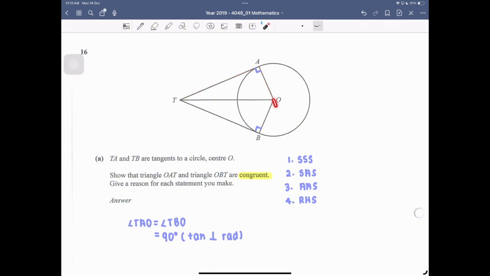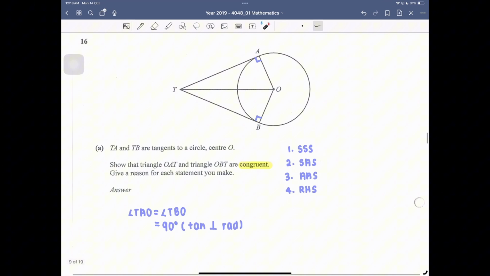Sometimes the diagram can be a little bit tricky, they can give you a C here, and labeling TAC, you might think is the same as labeling TAO. But for the congruency test, strictly you have to use back the letters they gave you. So this will be okay, and also this one as well. So we already have one right angle.